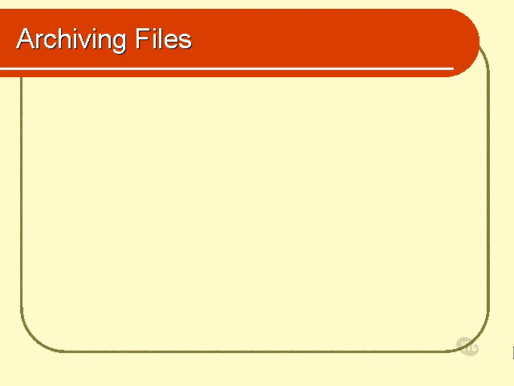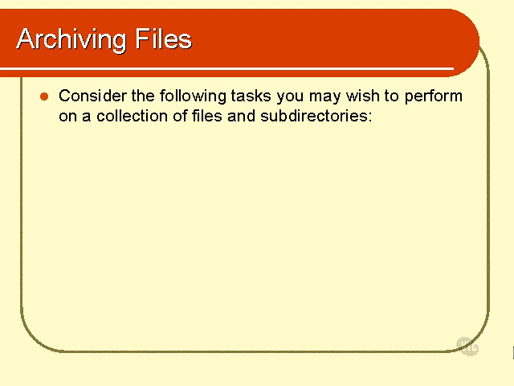This module is called Archiving Files. In order to understand what archiving is, let's have a look at some of the tasks that we might need to perform on a collection of files or subdirectories. Imagine that you have a directory somewhere, and in it you can have a collection of files and maybe some subdirectories as well, and you want to perform some actions on all of those files and subdirectories as a unit. Not just as a collection of 100 different files, but as one block, as one unit, as one entity.